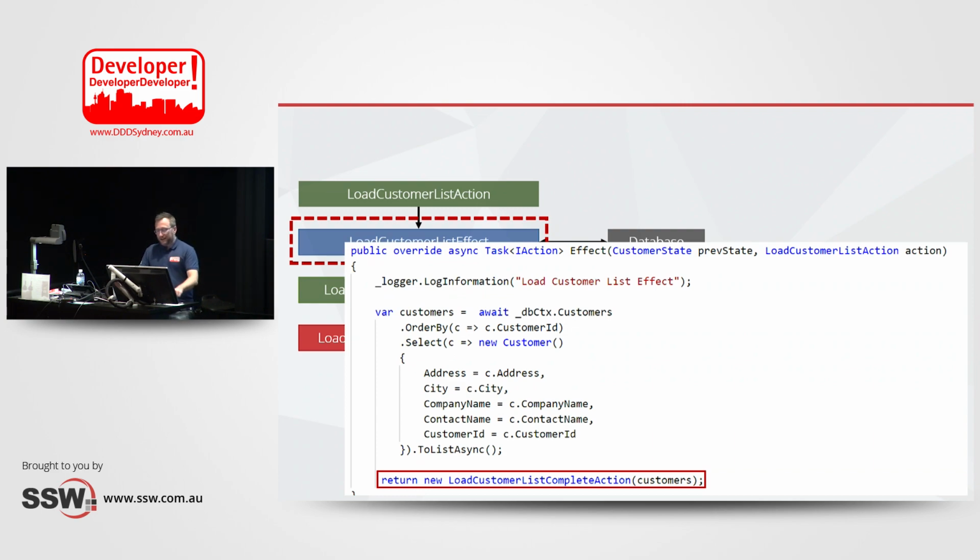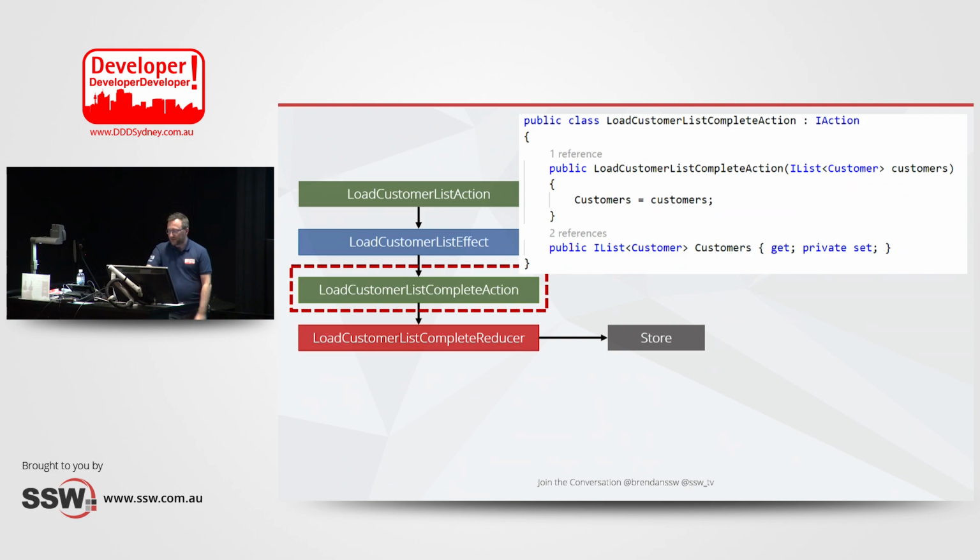In this case, we've got an action with a parameter. The parameter this action is taking is our list of customers. So here it is, load customer list complete. We've now finished our work with the database. We have a list of customers. We're raising this new action.